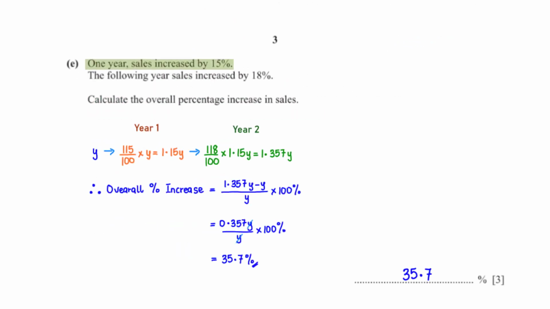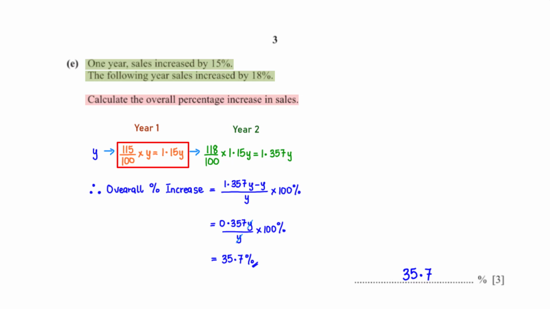In 1 year, sales increased by 15%. The following year, sales increased by 18%. Calculate the overall percentage increase in sales. Let's represent the initial amount of sales with Y. If in 1 year the sales increased by 15%, then the new sales value would be 115% of Y, which is equal to 1.15 Y.